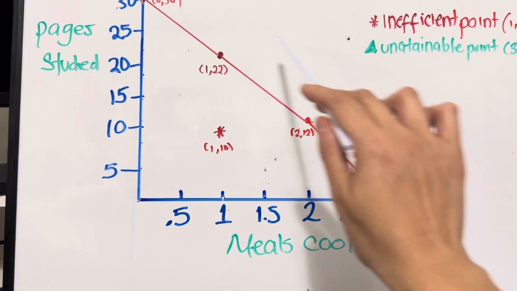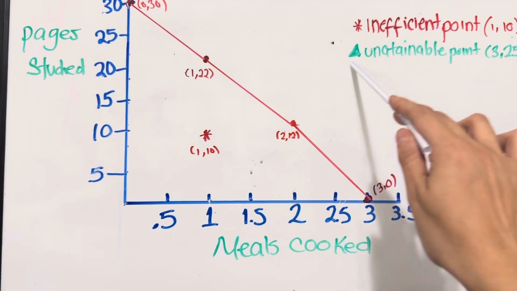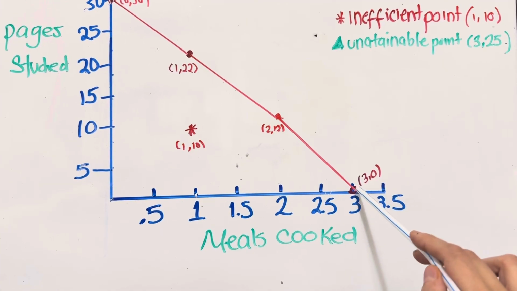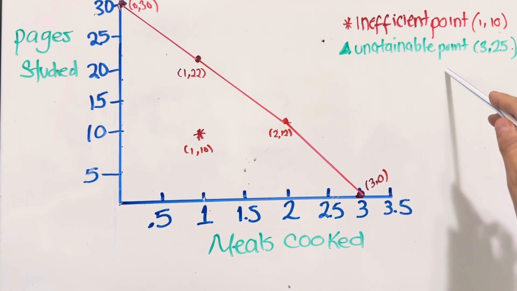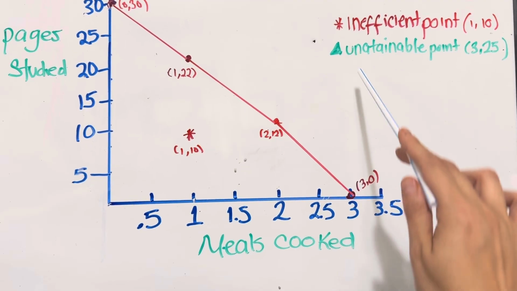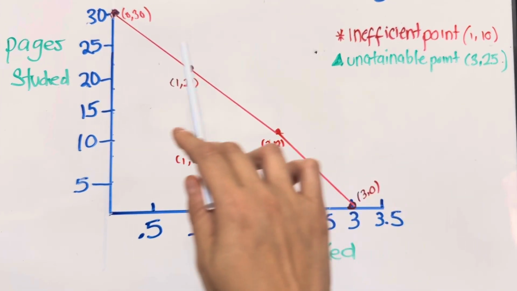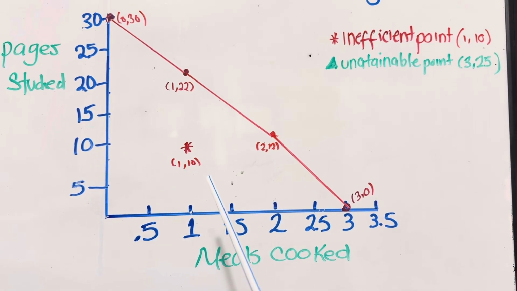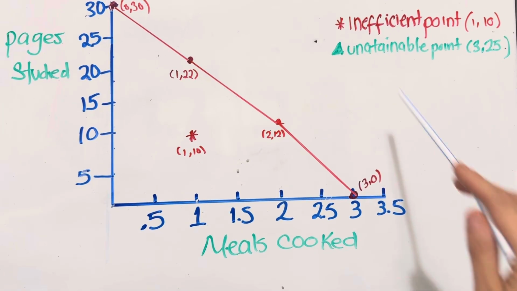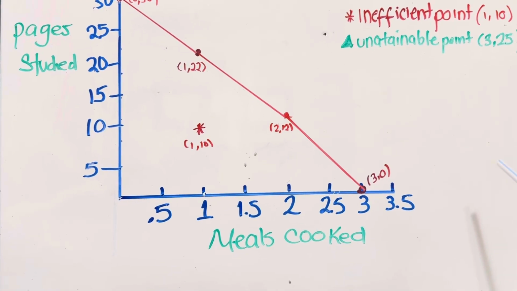And for an unattainable point, I pick this one. I can read 25 pages and I can cook 3 meals. But I think it's unattainable because there's no way I can prepare 3 meals and still have time to read 25 pages in 1 hour. So that's why it's an unattainable point for me.